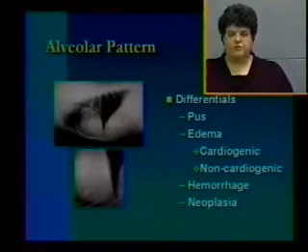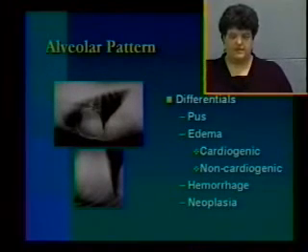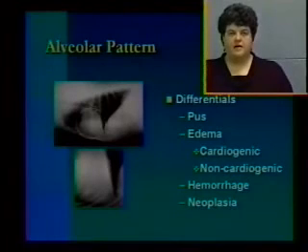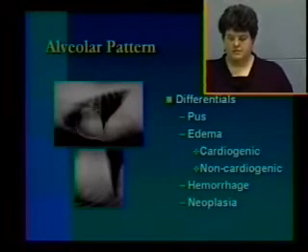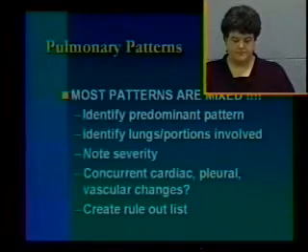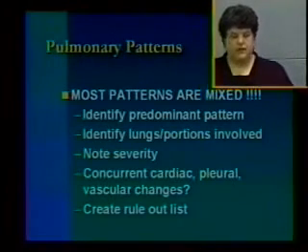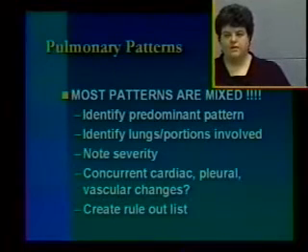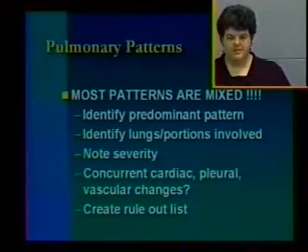You can also see an alveolar pattern if they have hemorrhage throughout their lungs, like if they've been exposed to a rodenticide or they're in DIC. And then also you can have an alveolar pattern in neoplasias late as the nodules all coalesce. So why is this such a perplexing area for everybody? Well, because most of these patterns are mixed.